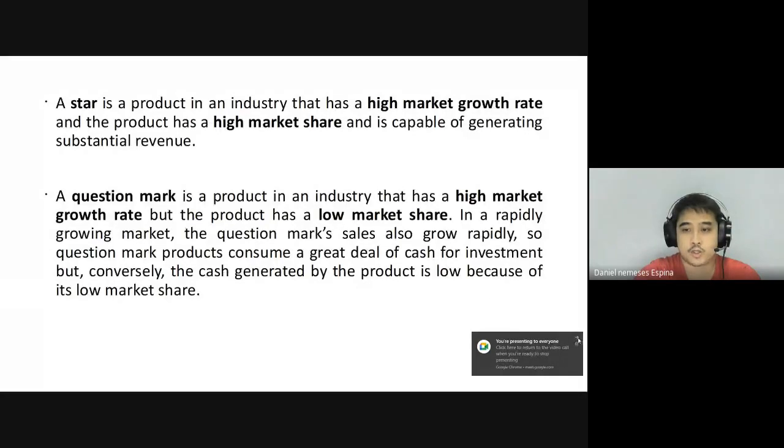So the first symbol is called the star. It is a product or business in an industry that has a high market growth rate. So the growth rate is high, and the product has a high market share. If the product has high market share, then it is capable of generating substantial revenue.